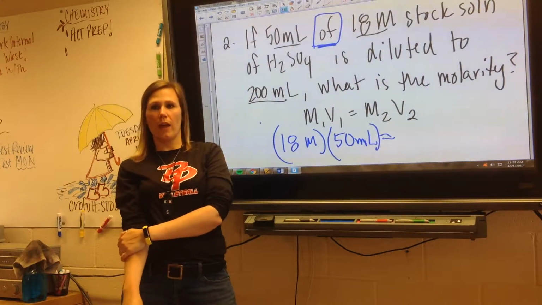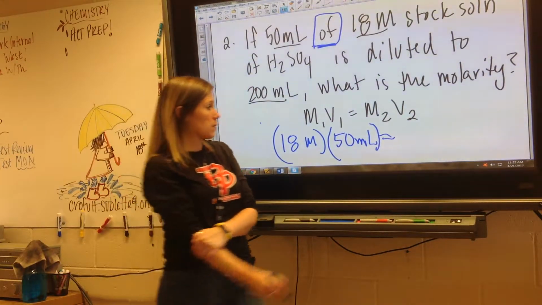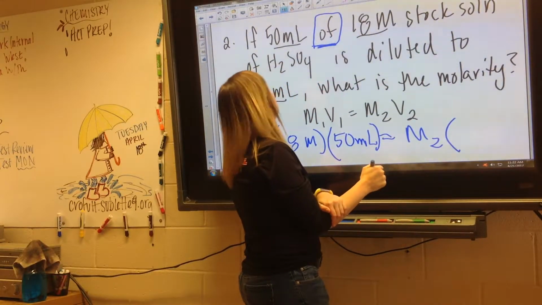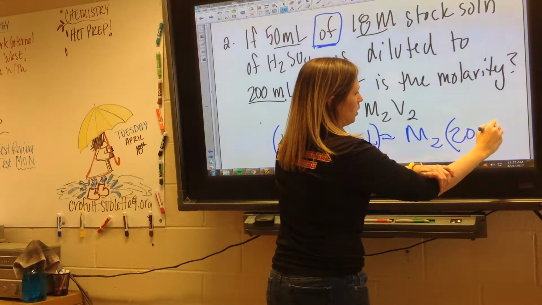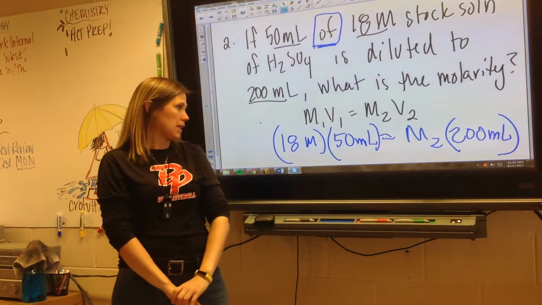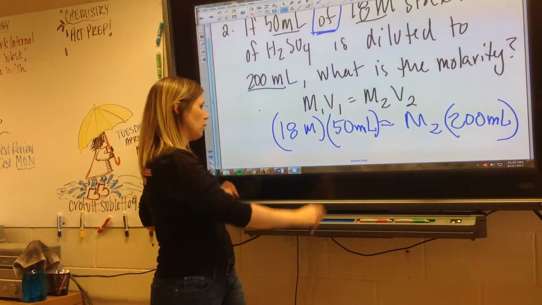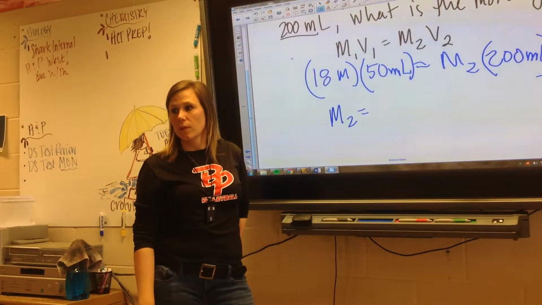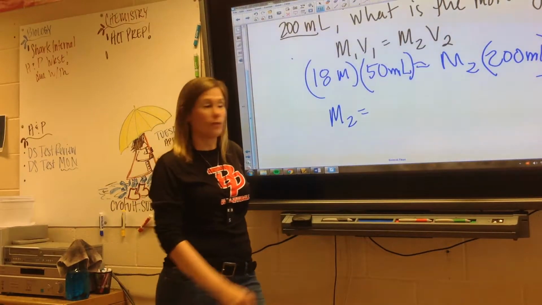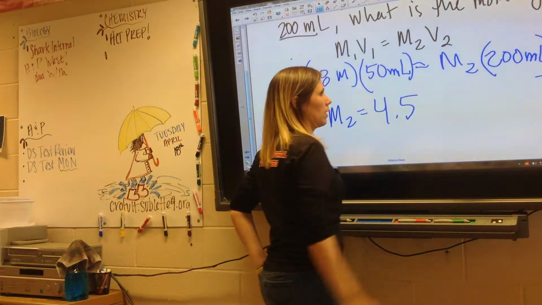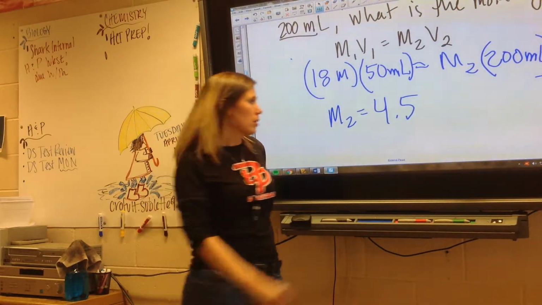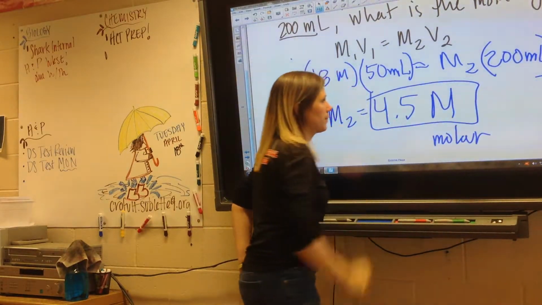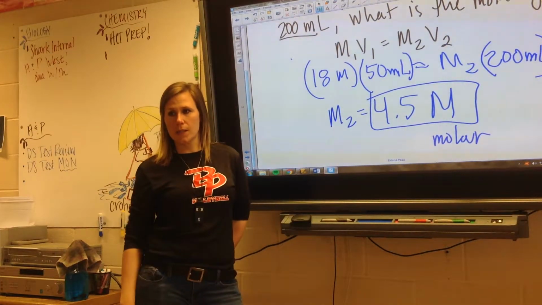Okay, M2, do we know that, Vicente? Nope, so that's going to be what we're solving for. And what's our V2 then? 200 milliliters, good. Okay, multiply 18 times 50 divided by 200. That's going to give you guys your value for your M2. Buck, what do you come up with? 4.5, good. What's our unit label for this? Either big M or molar. You guys can write molar, but big M is sufficient. Okay, so 4.5 molar. Easy peasy.